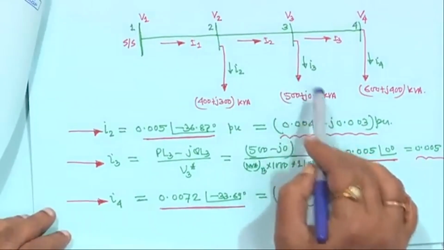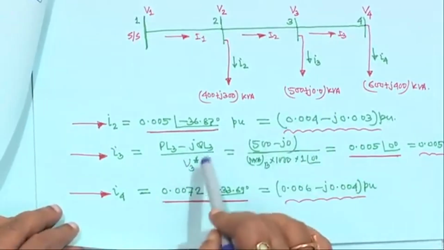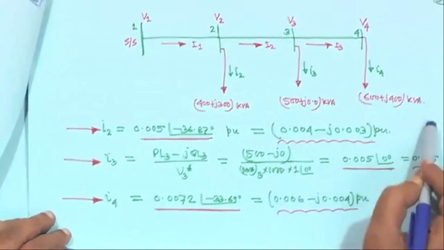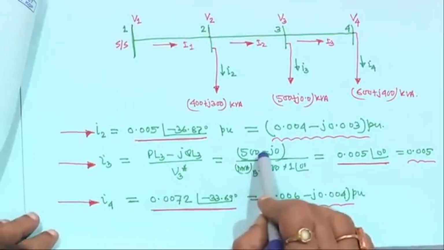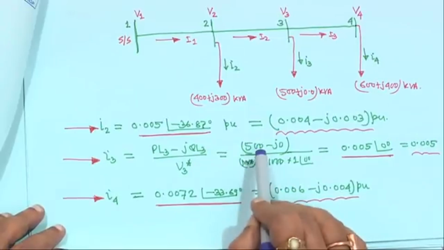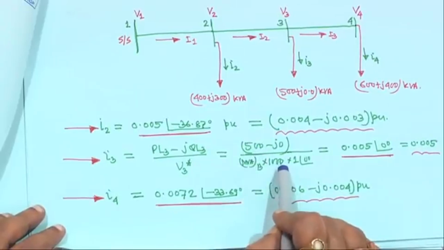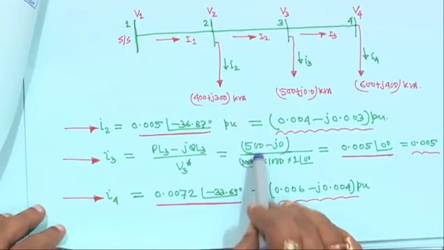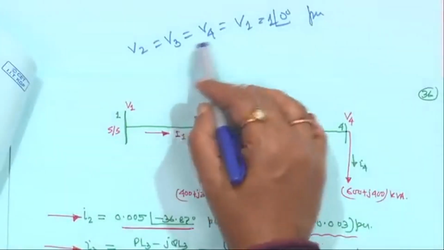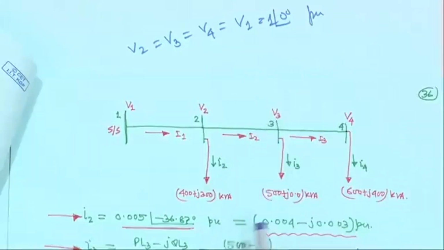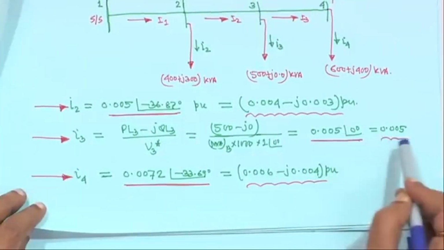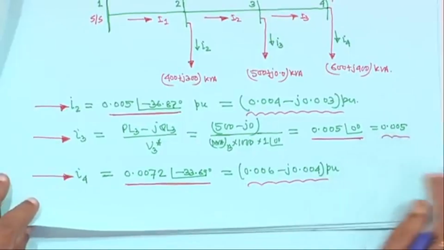Now, in the case of I 3, it is P L 3 minus j Q L 3 upon V 3 conjugate. Effectively Q L 3 here is 0, as in the equivalent diagram, so Q L 3 is not there. Basically, it is 500 kilowatt converted to per unit: divided by 1000 it becomes megawatt, divided by the MVA base. So basically 500 by 10 to the power 5 into 1 angle 0, because V 3 conjugate is the same as V 3 since the angle is 0. If you compute, it becomes just 0.005 angle 0 degree, that is 0.005 real value for this case.